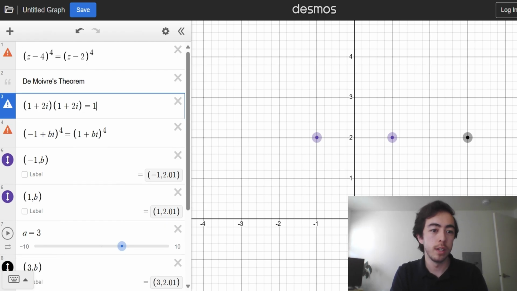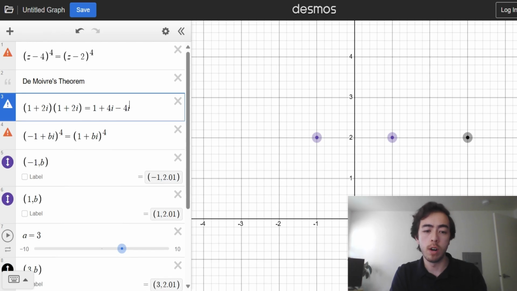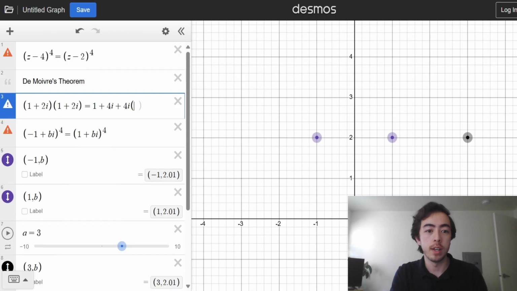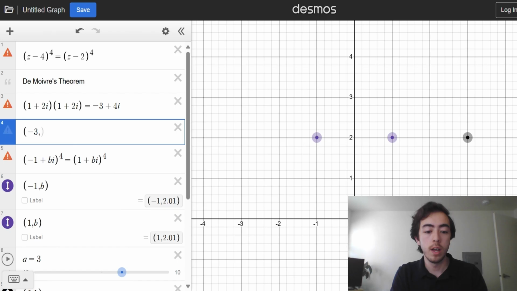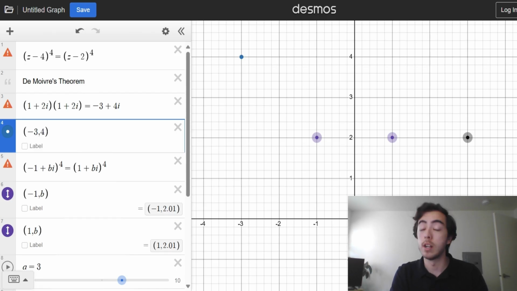So we could expand this one. That's going to be 1 plus 4i minus 4i squared. No, plus 4i squared. i squared is the same thing as -1. This turns into a -4, and then this -4 and this +1 produce a -3. So the result of squaring this complex number brings us to a real component of -3 and an imaginary component of 4, and it does kind of double this angle from here and then to here.